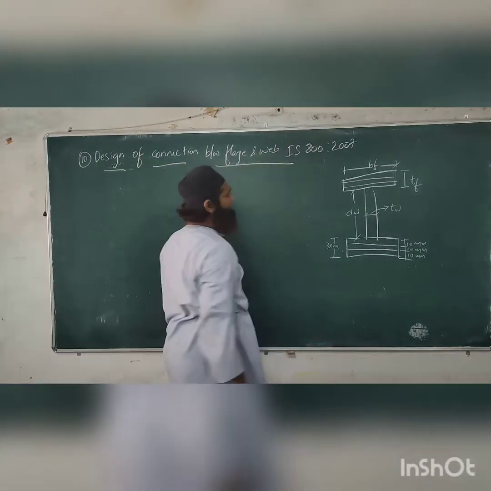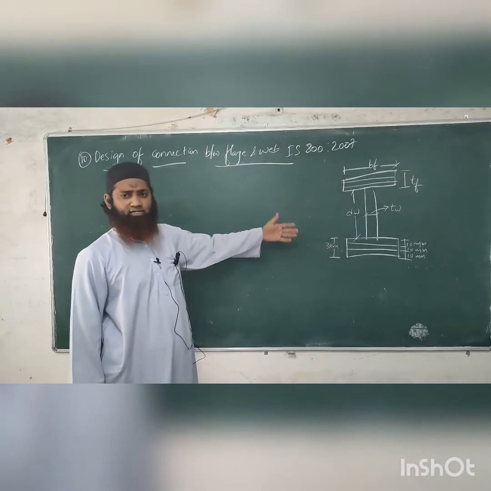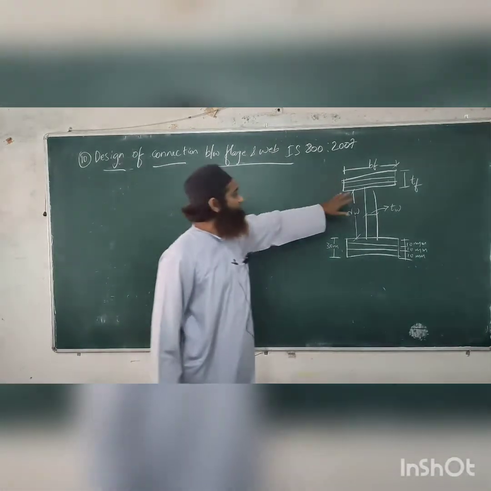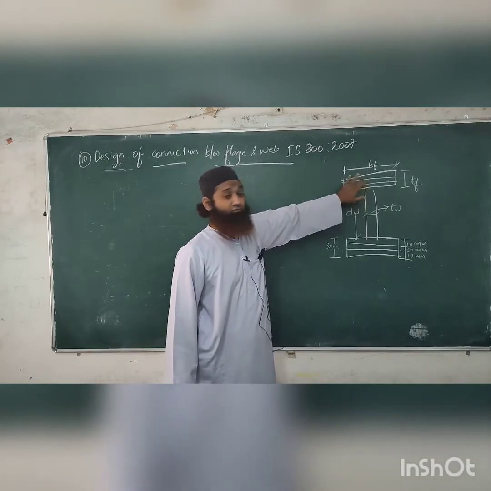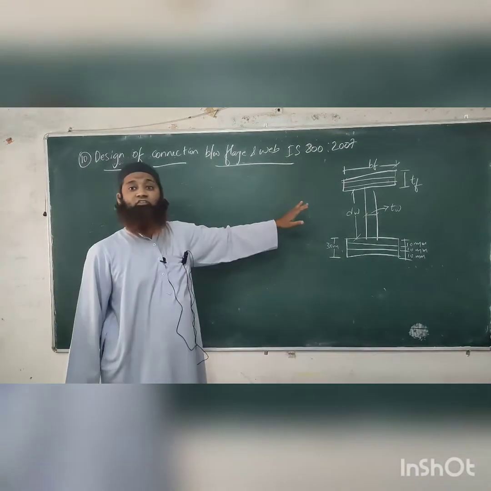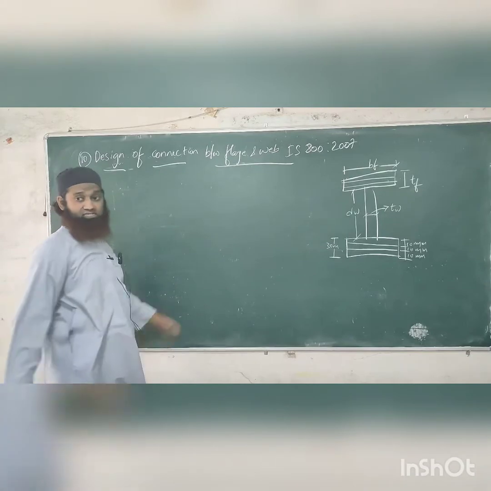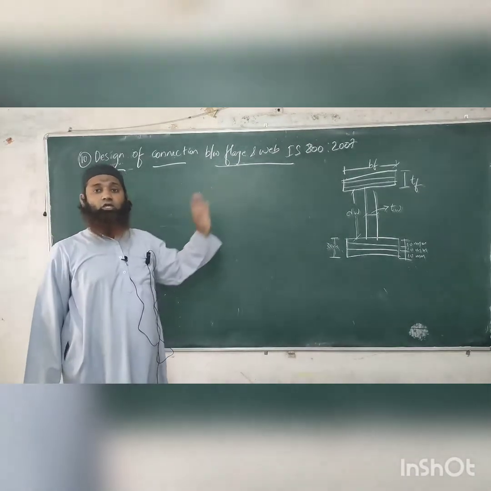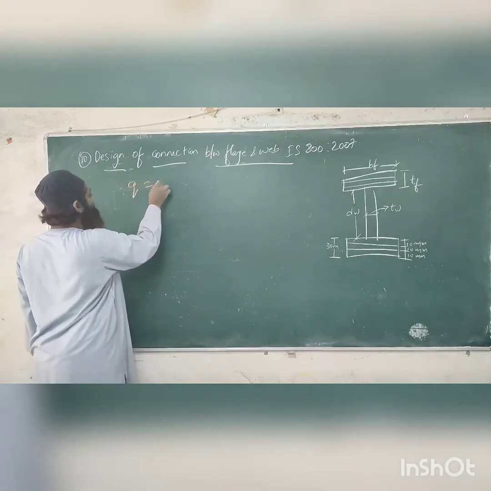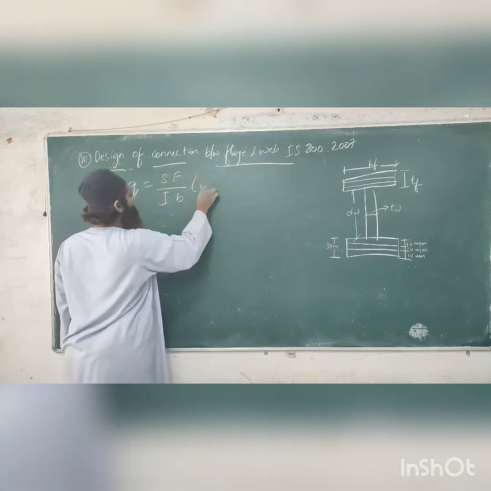Now we have determined the flange as well as the web, and we have seen whether they can resist the moment capacity and the shear. Now we have to see the connection between flange and web. We have to connect this. The shear stress developed at the connection between flange and web is given by the equation Q is equal to shear force by I into B, into A y bar.